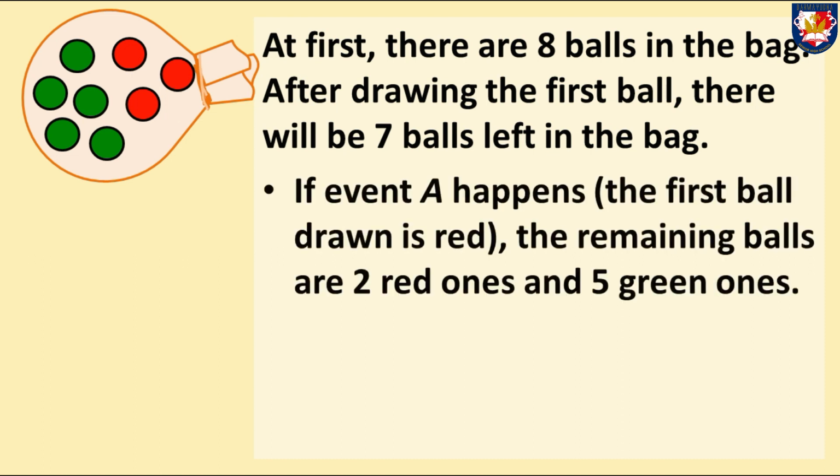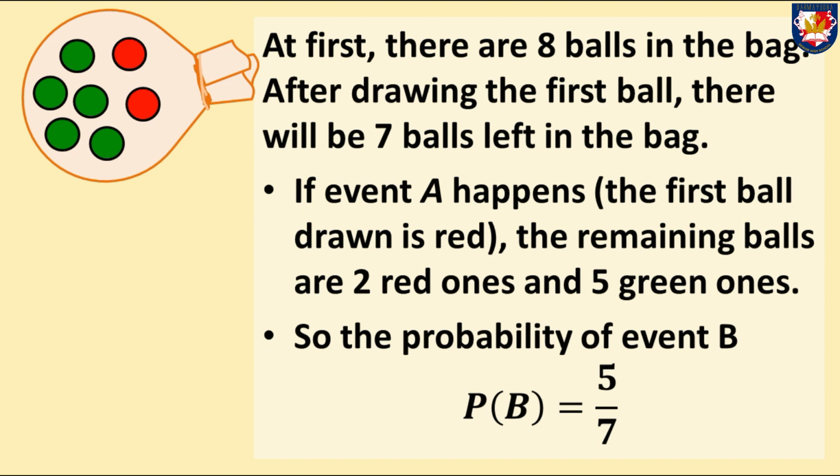If event A happened, that means the first ball drawn is red, the remaining balls are 2 red ones and 5 green ones, as you can see here. So the probability of event B is 5/7, because event B is a green ball drawn: 5 green balls out of 7 balls inside the bag.